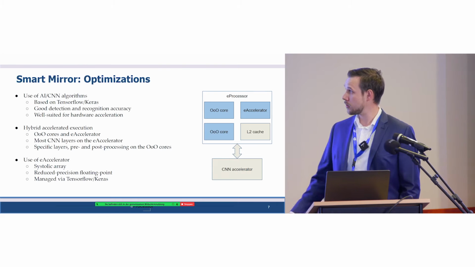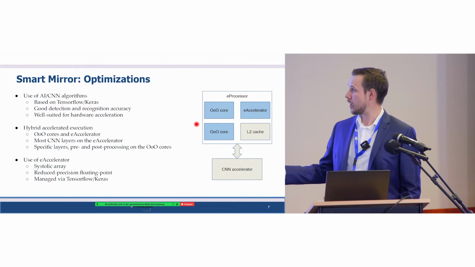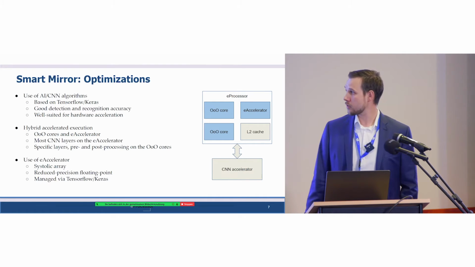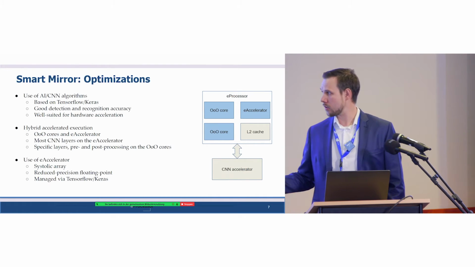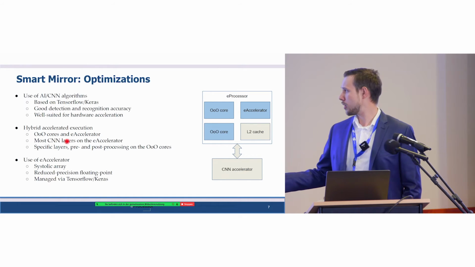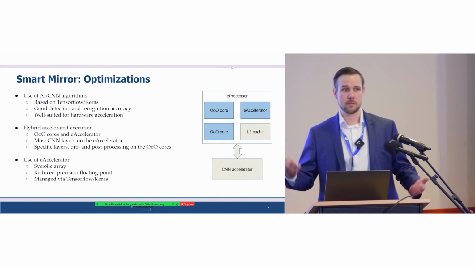Another thing that is quite cool is the hybrid acceleration execution. So the out-of-order cores and the e-accelerator, which are tightly coupled and share memory, is really interesting for us. So doing the CNN layers on the e-accelerator and doing the pre- and post-processing on the out-of-order cores would be the best case for all of these things to tackle.